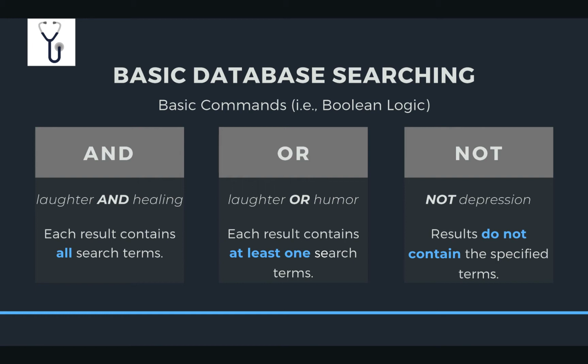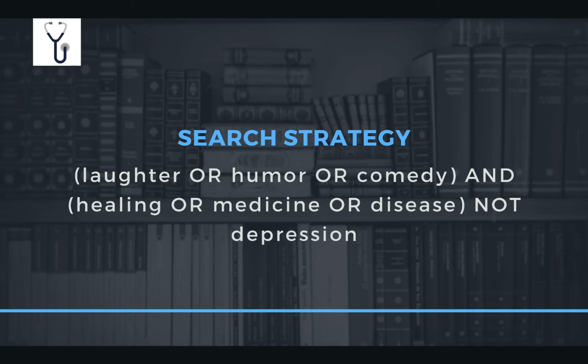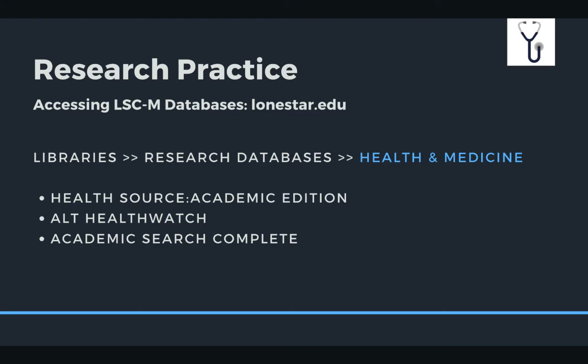Not is the last of the Boolean operators, and it is used to exclude keywords from our search results. We can use this if we have enough research on that particular topic, or we want to focus our research more. In this example, we want articles on laughter and healing, but not in regards to depression. Not will narrow our search results. Based on the keywords we've identified in the Boolean operators, here is what a search could look like in the database. Now let's get some practice in the research databases.